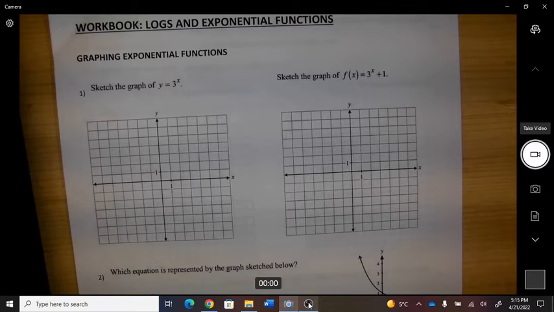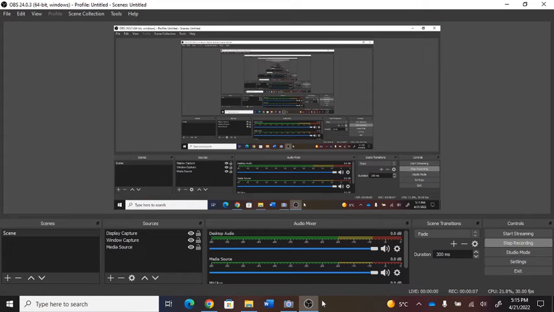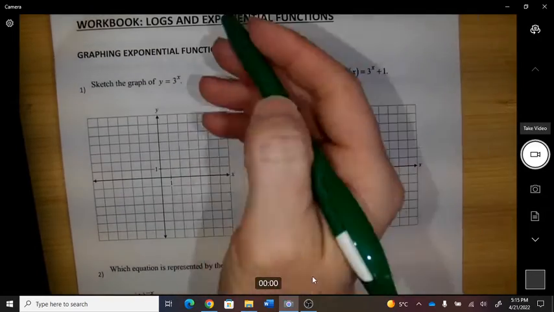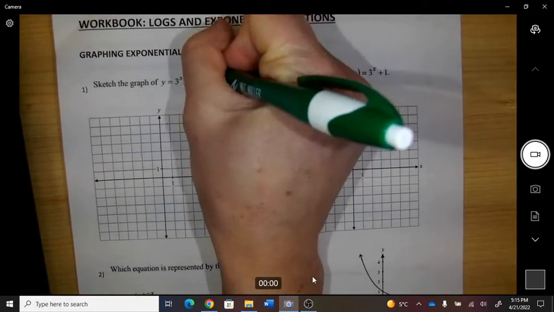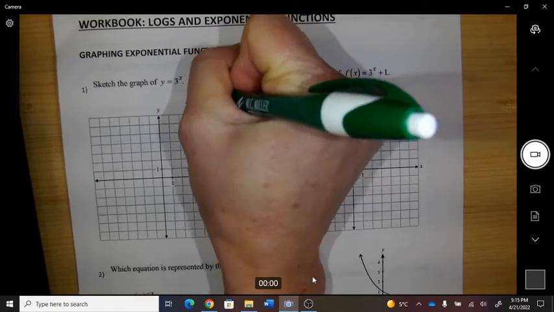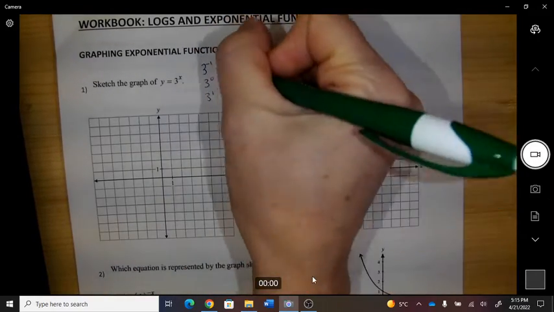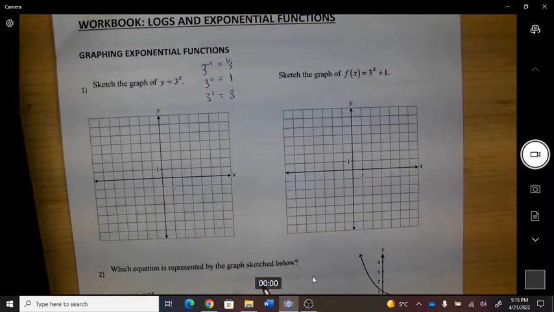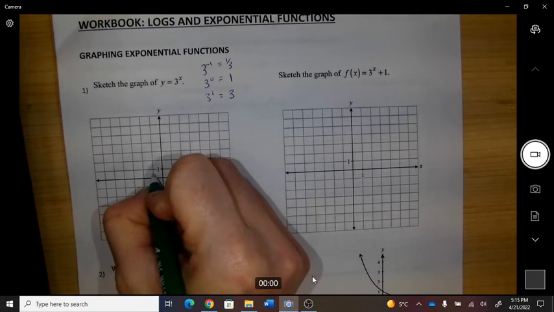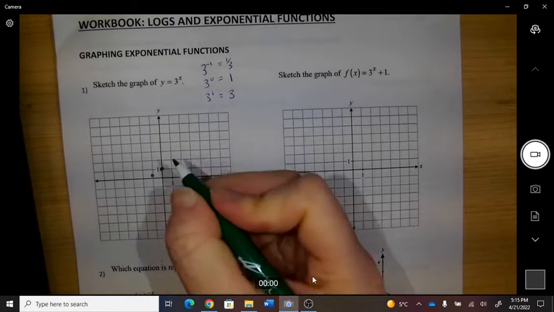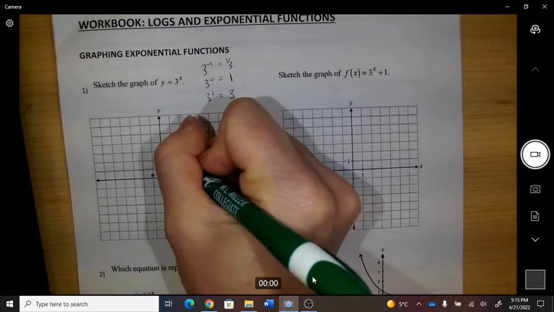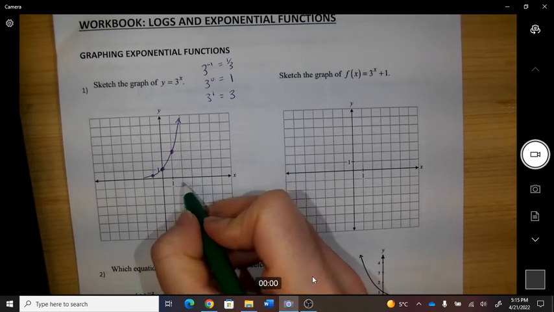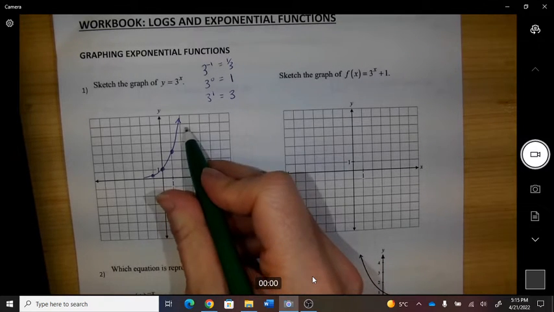Graphing exponential functions is the lesson today, and here's the workbooklet. So graph this exponential function. I'm going to get three main points here. 3 to the negative 1 is 1/3, 3 to the 0 is 1, and 3 to the 1 is 3. So negative 1, 1/3, 0, 1, and 1 comma 3. So it's going to go upward because the next point would be 2 comma 9.